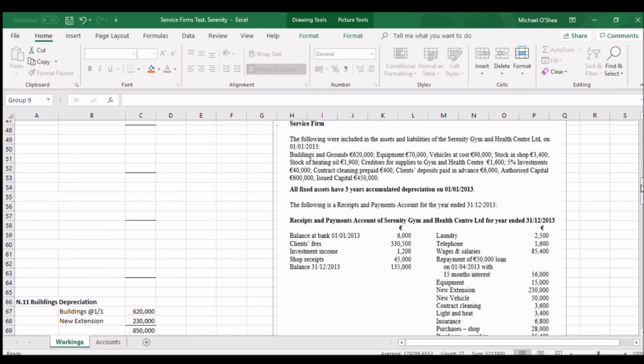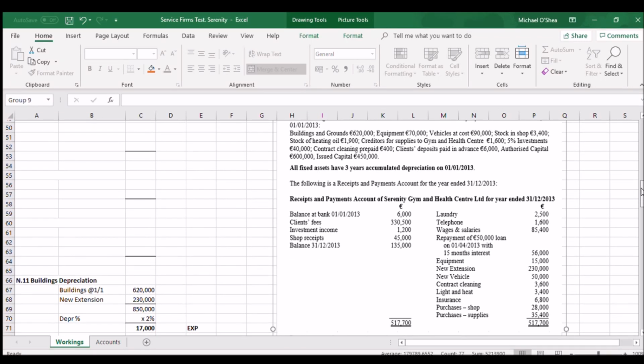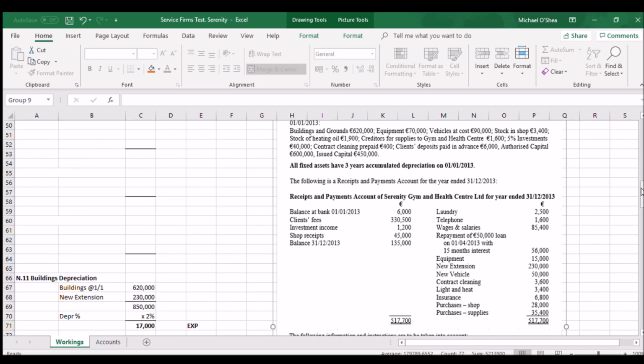So we're looking at Serenity Gym and Health Centre. This is a service from question from the 2014 higher level paper. And we're just looking at the adjustments for the fixed assets. So calculating the cost for the balance sheet, the accumulated depreciation for the balance sheet, profit and loss on disposal, and revaluation reserve.